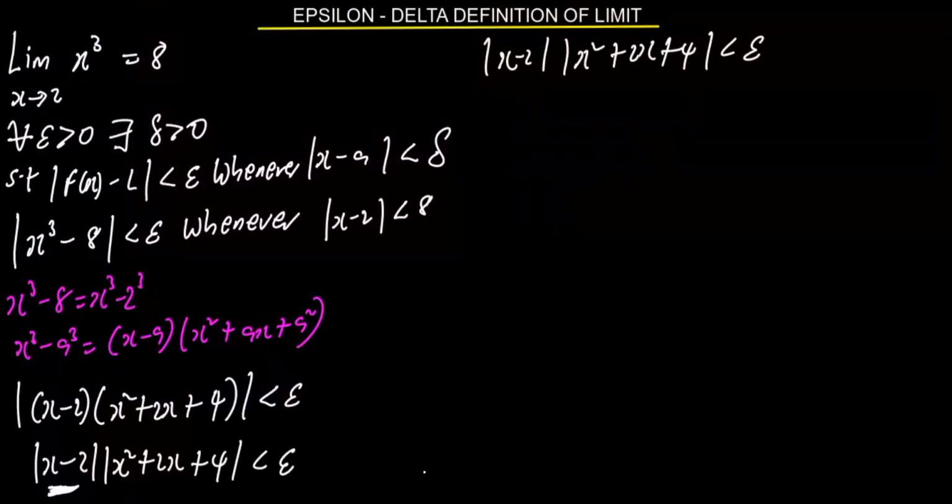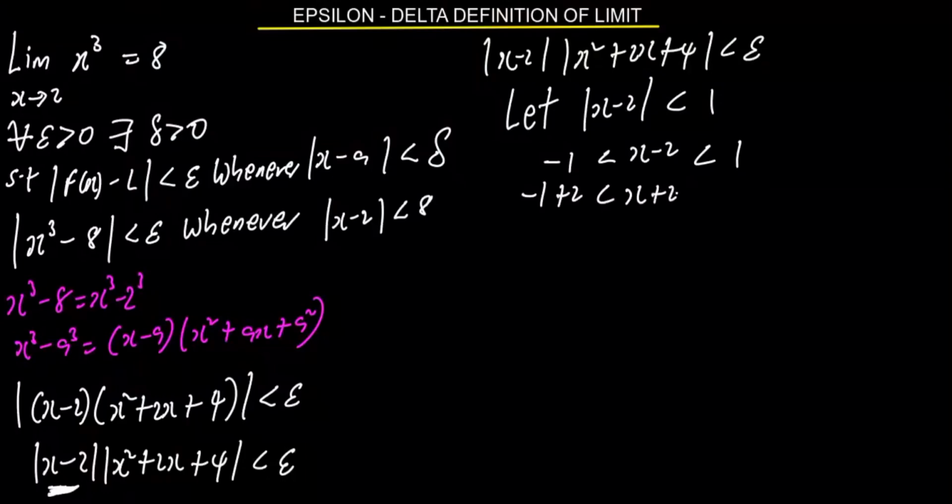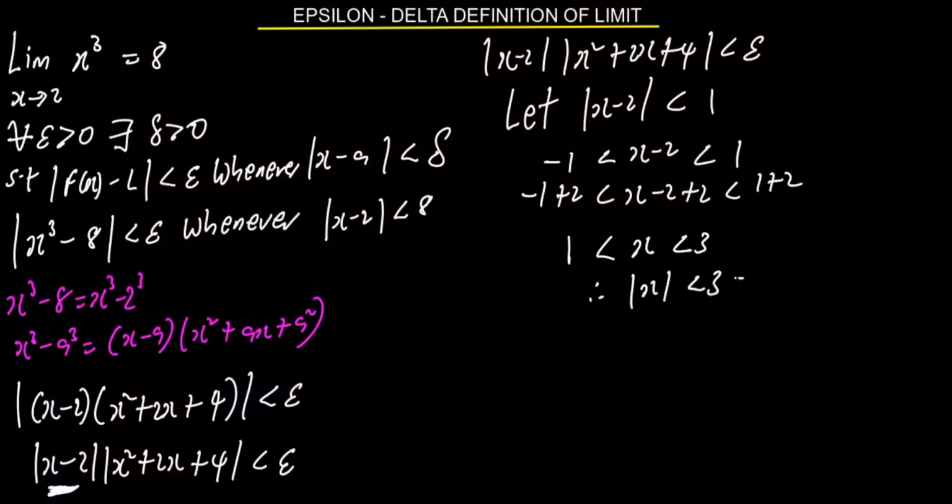Okay, so what I'm having here, I'll still make my assumption. Let absolute value of x minus 2 be less than 1. So here I have minus 1 less than x minus 2 less than 1. From here, if I add 2 to everything, minus 1 plus 2 less than x minus 2 plus 2 less than 1 plus 2. So this will give me 1 less than x less than 3. So here I have my absolute value of x to be less than 3. Now, what will I do from here?